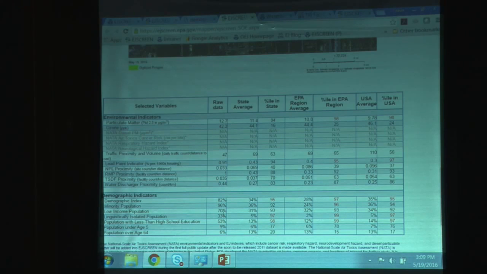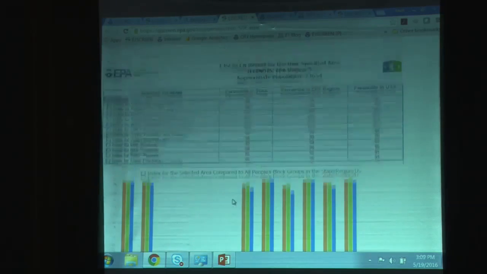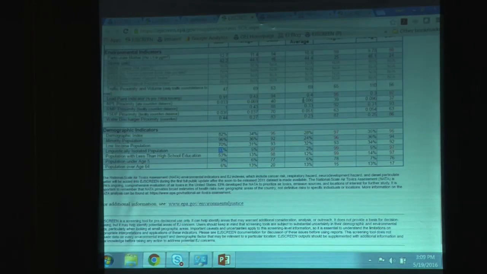So for example, if I'm looking at linguistic isolation, I can see that it's 33% is the actual raw value. So that means 1 in 3 households in the area that we're looking at, which is 73,000 people, 1 in 3 households, no one over the age of 14 speaks English very well.